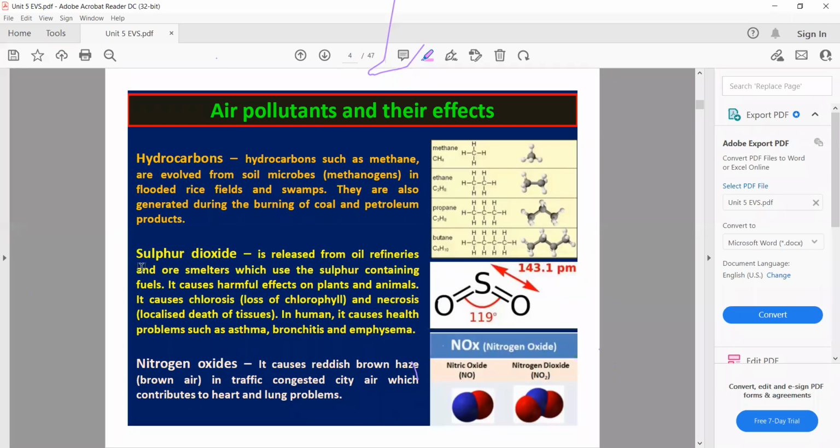Next, coming to sulfur dioxide. It is released from oil refineries and ore smelters which use sulfur containing fuels. It causes harmful effects on plants and animals. It causes chlorosis, that is loss of chlorophyll, and necrosis, that is localized death of tissue. In humans, it causes health problems such as asthma, bronchitis, and emphysema.